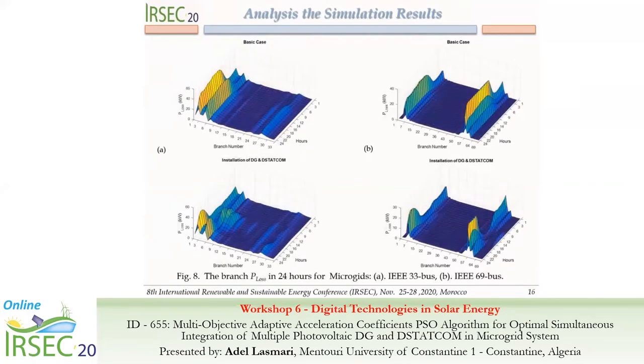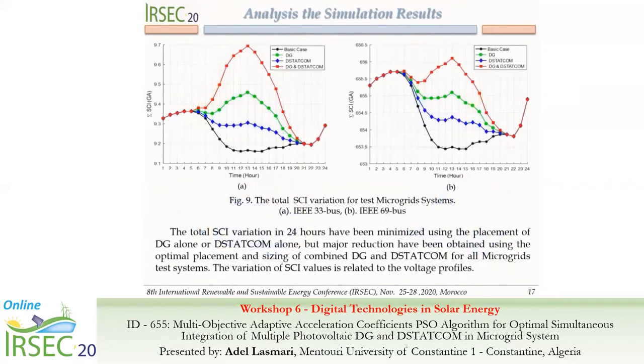Figure 8 shows that there is a significant reduction of the active power loss in almost all branches. This reduction is due to the active power injected from DG and the reactive power injected from DSTATCOM. As shown in Figure 8, for both test systems, whatever the device installed, the short circuit current has improved compared to the base case, with a superiority for the installation of DG and DSTATCOM. Note that the best results are obtained at 13 o'clock because in this hour the DG delivers its maximum power.